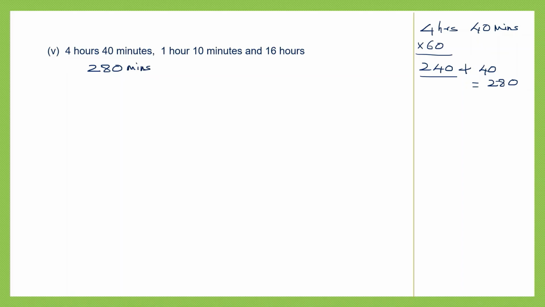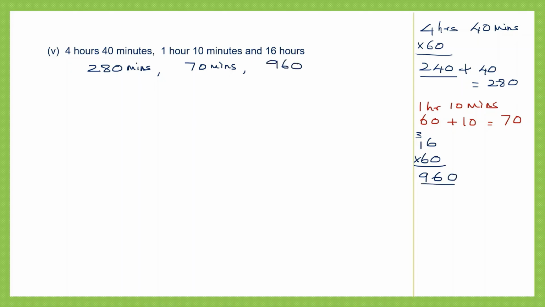Second one is 1 hour and 10 minutes. So in 1 hour we have 60 minutes plus this 10 minutes makes it 70 minutes. So here we have 70 minutes for the second one. And the last one is 16 hours. So 1 hour is 60 minutes. So 16 hours is 16 into 60. So let's multiply by 6 alone. 6 6s are 36. Carry 3. 6 1s are 6, 7, 8, 9. Now add the 0. So that's 960 minutes. So we have converted them all to minutes.